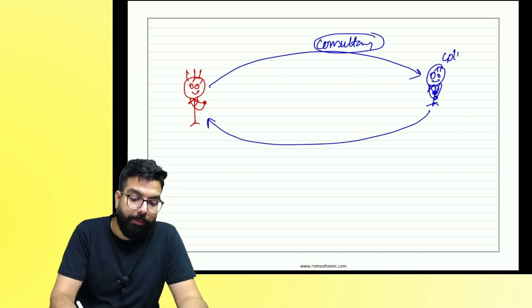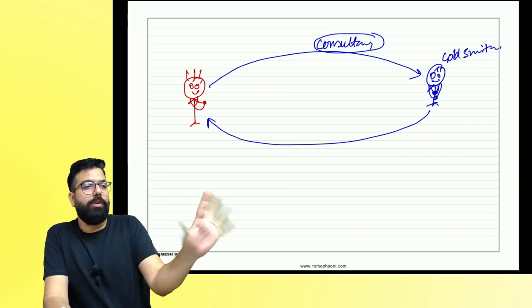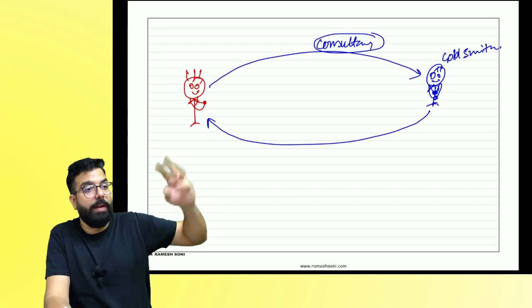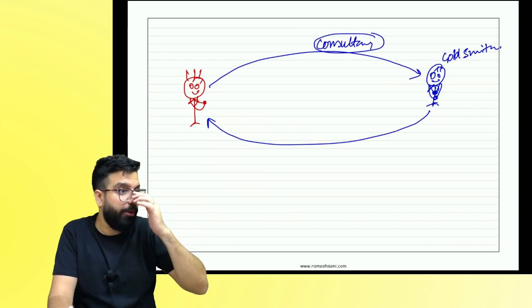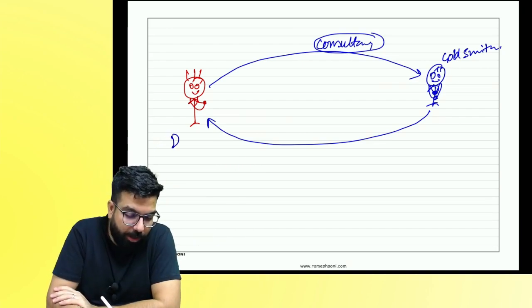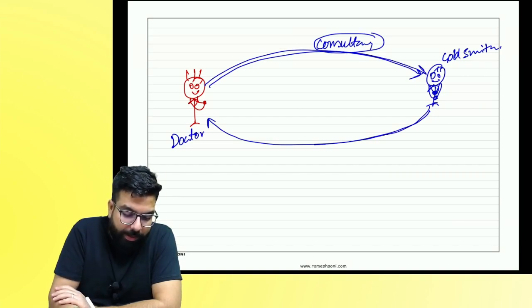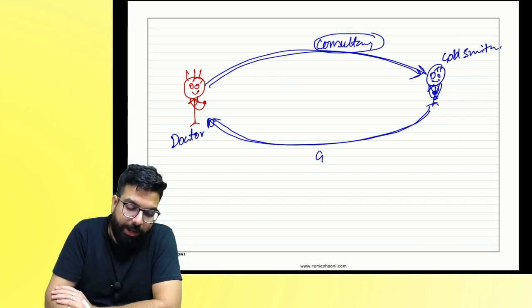He is a goldsmith, everyone. I told him, see, listen, I don't need money. You do one thing. Send me one ring from your shop. My question: I am a doctor. The doctor gave him consultancy, and in return, he gave the doctor a gold ring.